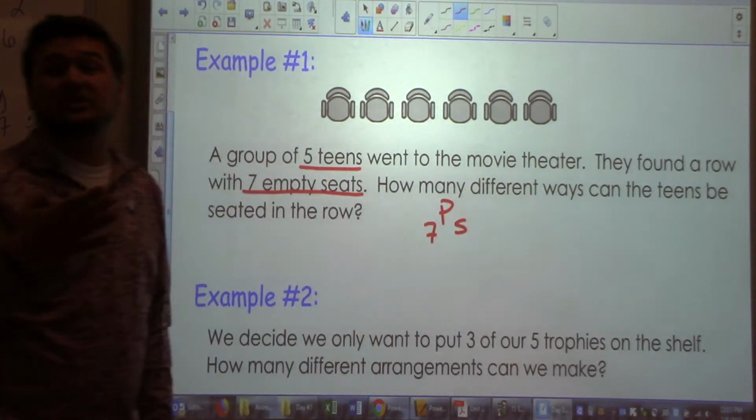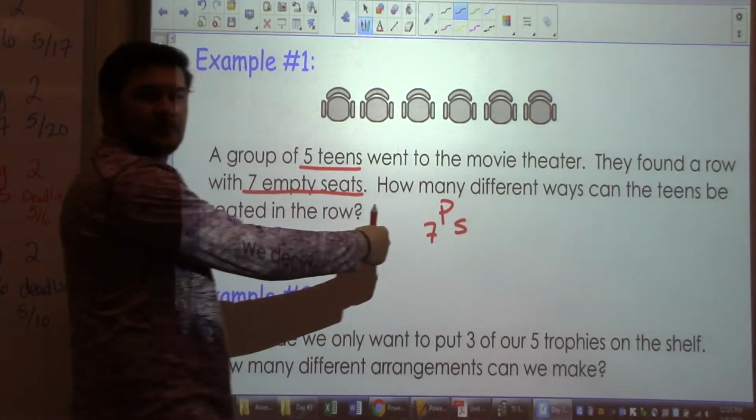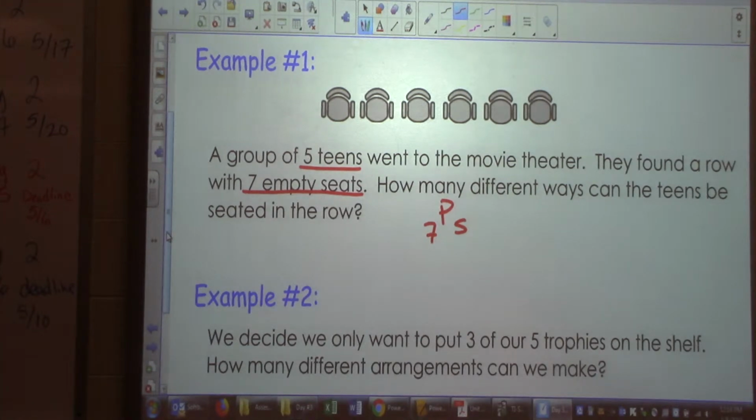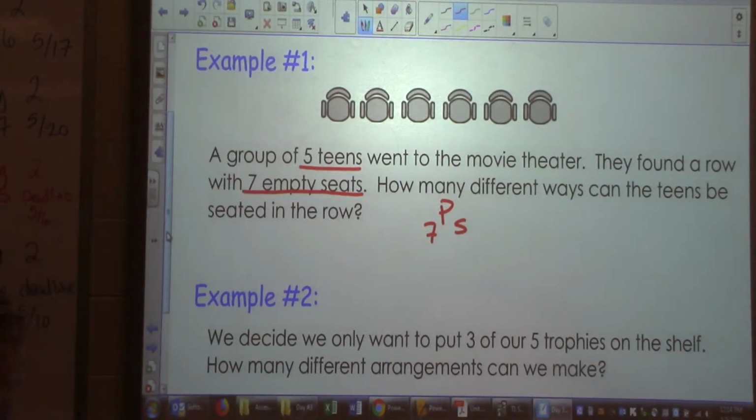The bigger number should always be on the left. Right? Otherwise it's not going to work. Why? Because otherwise it's 7 things for 5 spots, which can't work out, right? It turns out to be 0 because you can't do that. You can't choose 7 things for 5 spots.